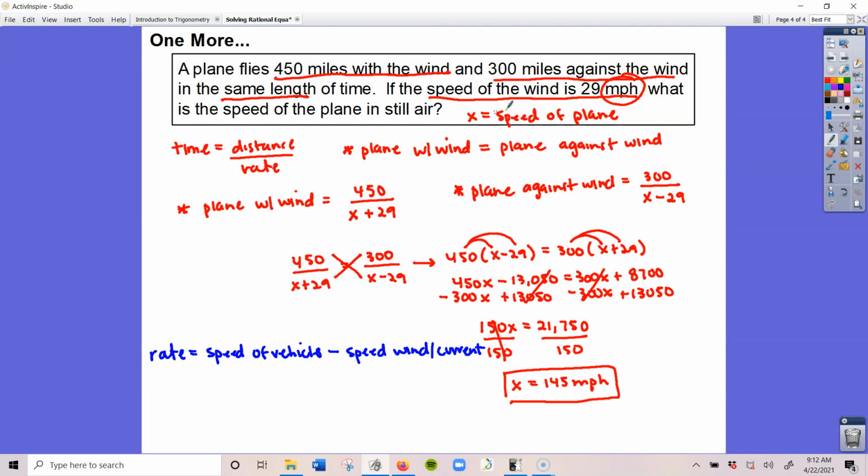So here we were solving for the speed of the plane, that was my x, and that's why x came first. In the other one, we were solving for the speed of the current, which is why the x came second. So it all depends on what x represents. That's why at the beginning, I always make sure to define my variable so I know where to put it when I'm writing out those rational expressions. And that's solving rational equations using word problems.